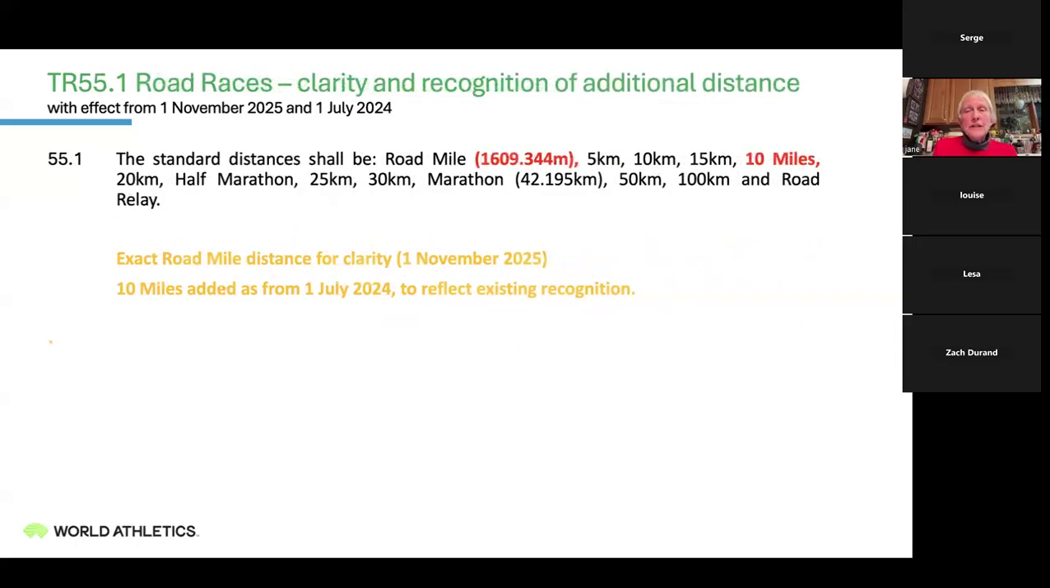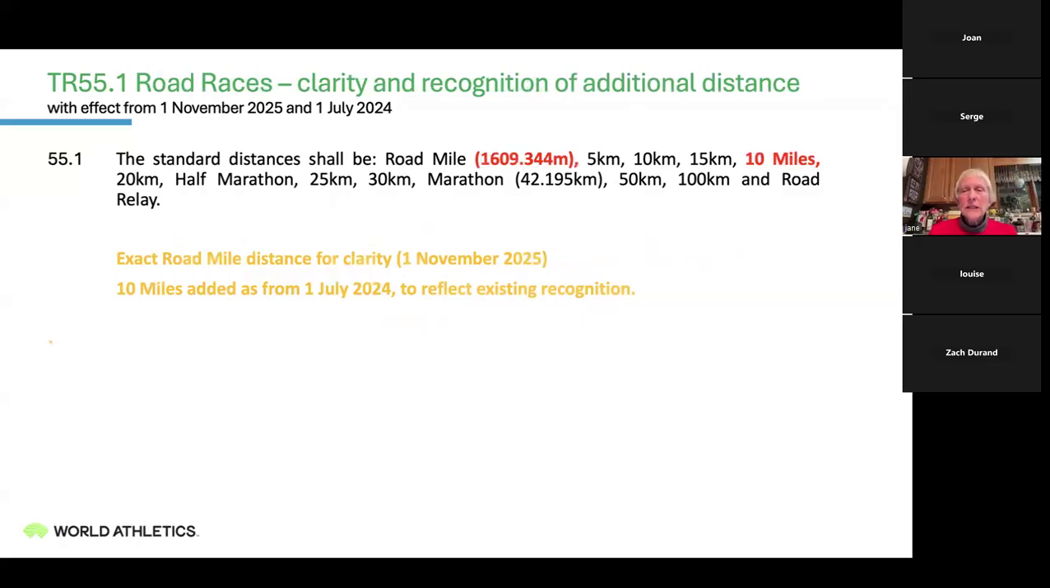Road races, it's in the rule book now. They've got the exact, to the centimeter, distance of what a road mile actually is in metric: 1,609.344 meters. So it's right down to the last centimeter, as well as they're recognizing 10 miles for road races, because it has been in existence since July of 2024.